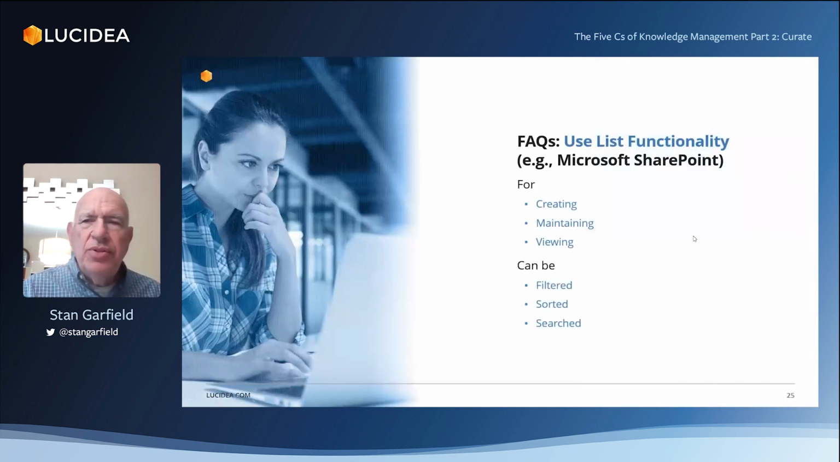Now, one of the ways to do this is to use list functionality. I've had experience doing this at several organizations using Microsoft SharePoint, which has nice structured lists as one of its pieces of functionality. And a Microsoft SharePoint list allows you to create, maintain, and view your frequently asked questions relatively easily. And those lists can be filtered, so you can have it filtered by a certain keyword. They can be sorted, so you can put them into certain order, and they can be easily searched, so you can look through the list and find particular terms so that you can find that the answer is there already and then provide it.